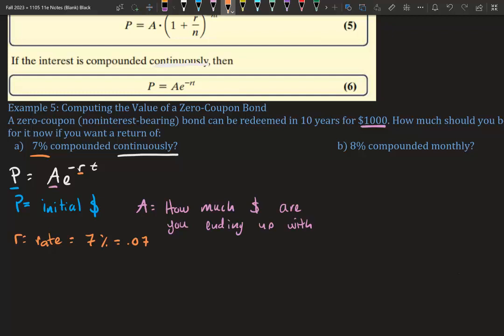And then T, that is always time. I said that in the beginning of the semester. T is always time. Lowercase t, uppercase T is going to be temperature. So our time is we're doing this for 10 years. All right, let's plug it into our handy dandy formula. So how much do we want to put down now? That's P equals A, which is how much we want to get out of it. That's $1,000 times e. Remember, e is just a number. It's 2.71. And we have minus R. Our R is 0.07. And times time, which is 10.